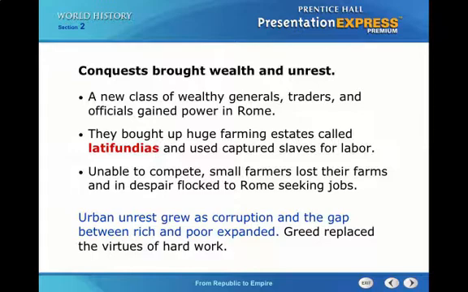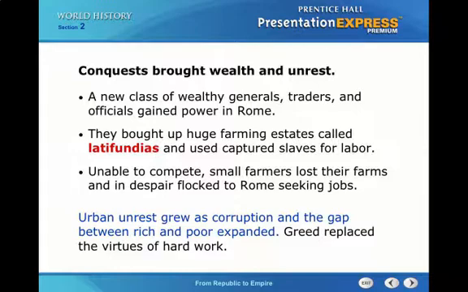You've got this new class of wealthy generals, traders, and officials who are gaining power. And slowly but surely, greed is going to replace some of those more traditional Roman values. They buy up these latifundias. The other thing is you really see Rome becoming this land of excess. You know, who can throw the most lavish party? Who can buy the most expensive stuff? So as long as their army is going well and they're bringing in all these riches, everything's going to be good. But at some point, they're setting themselves up for the crash.